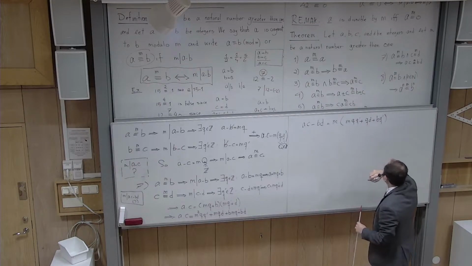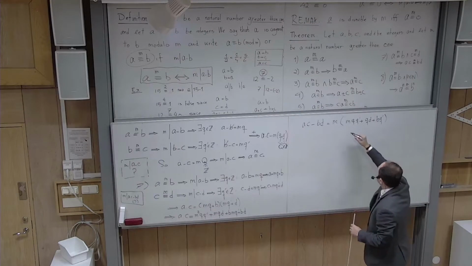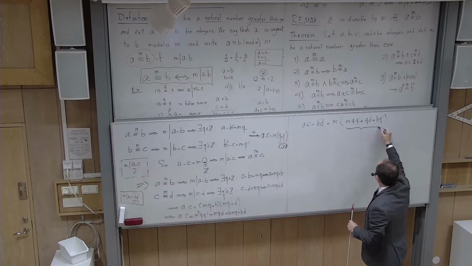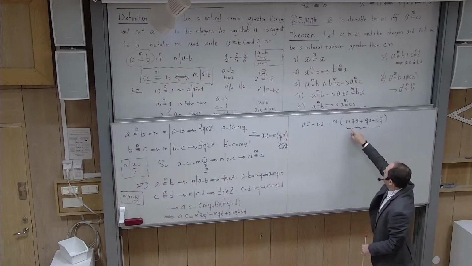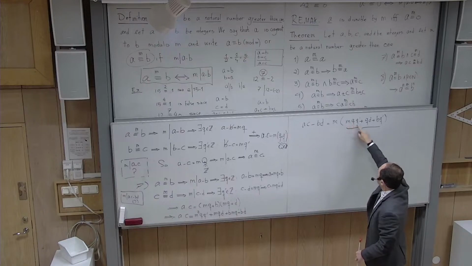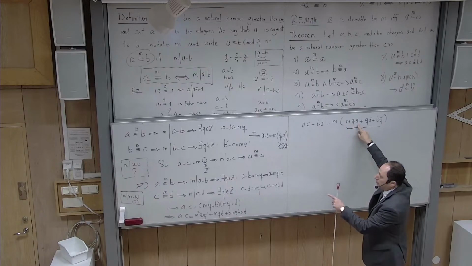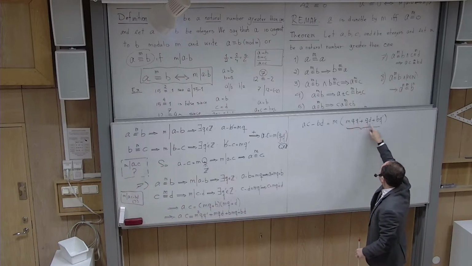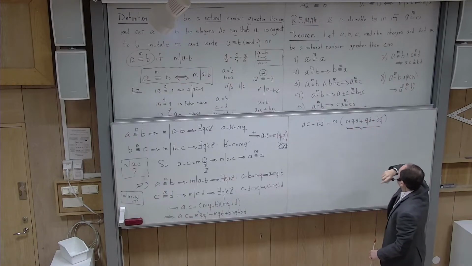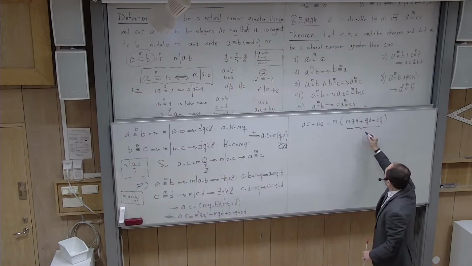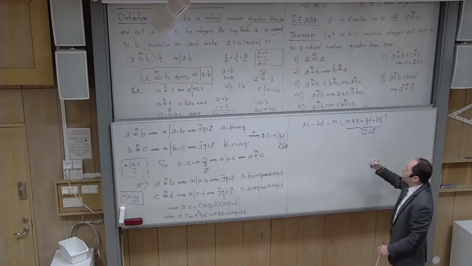Yes? But the point is, do you agree with me that this number is an integer now? Because M was a natural number, Q and Q prime are integers, and B and D are also integers in the beginning of the problem. So this means that this combination, I can call it Q, and this is important to understand, is an integer. And now what happens?